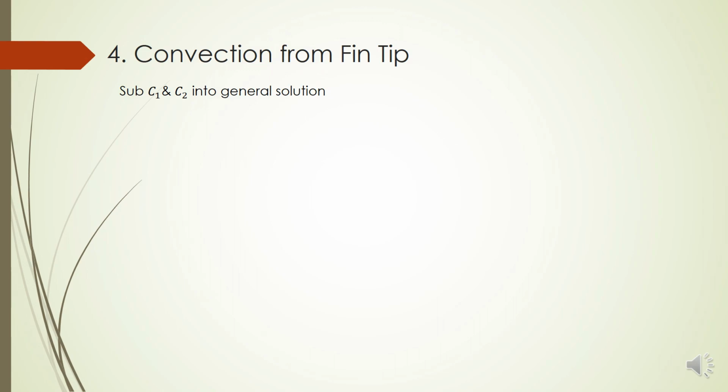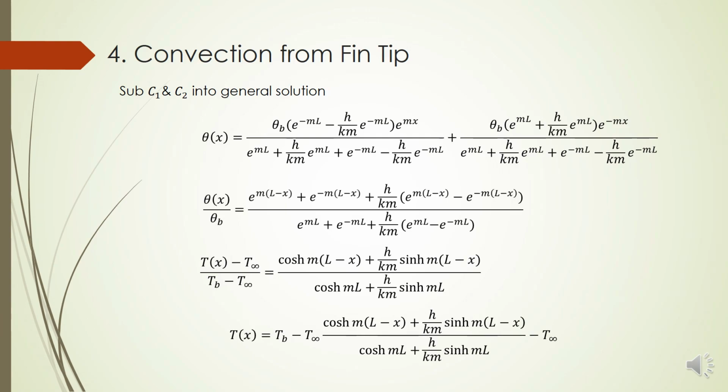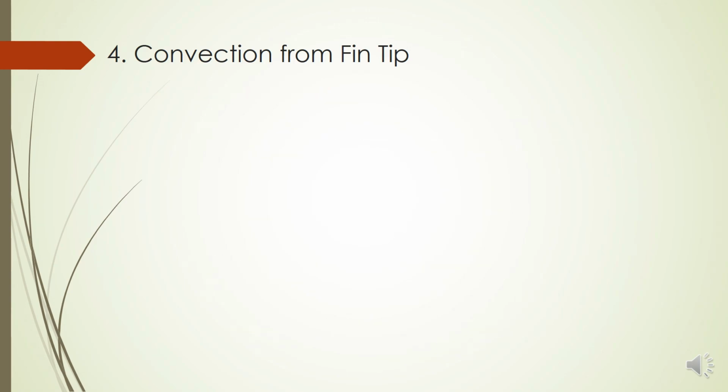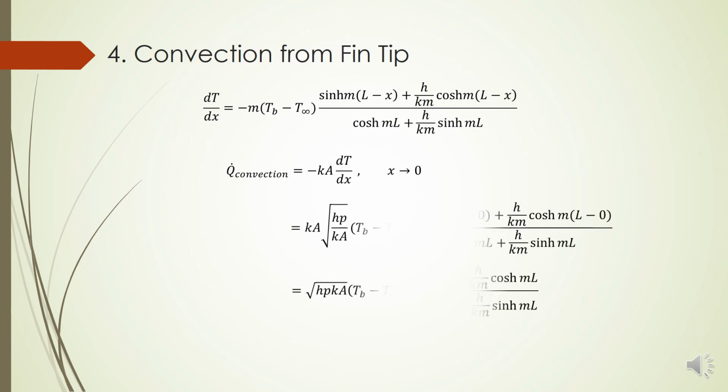After that, we substitute C1 and C2 into the general solution in order to get the temperature equation. After that, same procedure, we differentiate the temperature equation in order to obtain the expression to substitute into the rate of heat transfer for convection, and finally we get the equation.